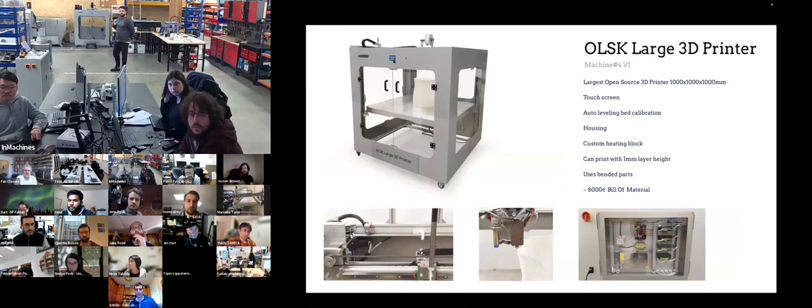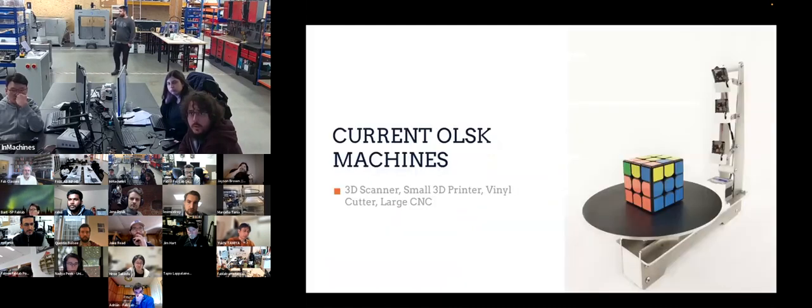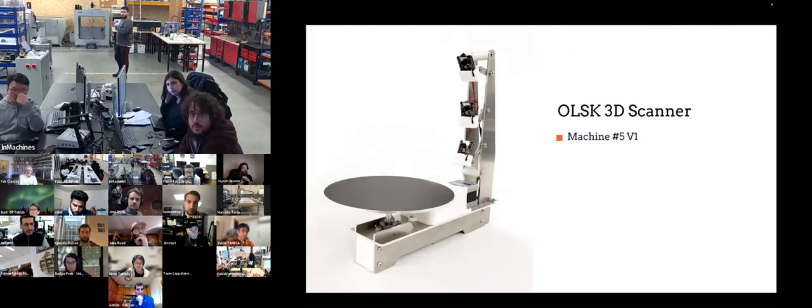And this was also a large format 3D printer we presented the last time. It's a 1 cubic meter 3D printer that can print up to 1 millimeter layer height with a custom heating block that we have been making here in the company. So the current Open Lab Starter Kit machines are the following. The first one is an open source 3D scanner based on photogrammetry.